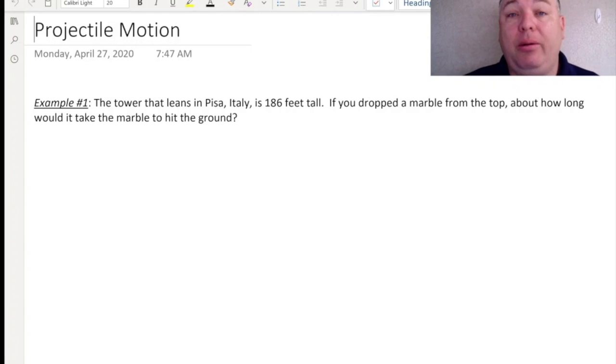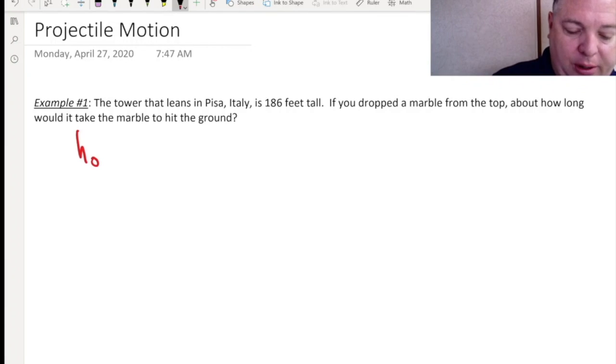Question number 1. The tower that leans in Pisa, Italy, is 186 feet tall. If you took a little marble and you dropped it from that height, how long would we expect it to take to hit the ground? Well, let's identify a few things first of all. The problem gives us the initial height. H sub 0 is 186 feet.